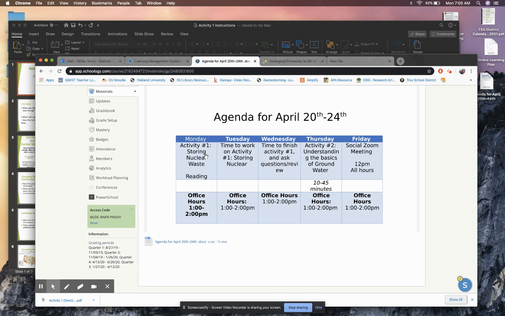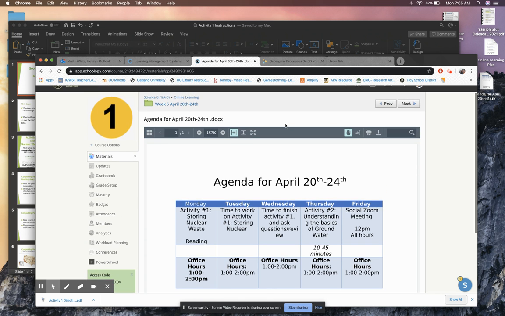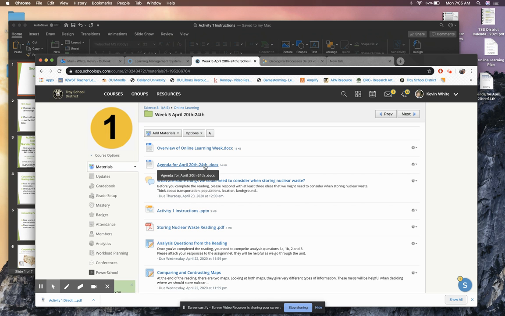So today is Monday. Basically, there's an activity that looks at how to store nuclear waste. There's still going to be office hours, as you noticed, all throughout this week from 1 to 2 o'clock. But really, you have Monday, Tuesday, and Wednesday to finish up activity number 1, which is going to be storing nuclear waste. And then Thursday, I'm going to upload a second activity, and then you'll have till Sunday at midnight to finish up that activity. So whenever you are trying to figure out what we are going to be doing for the week, there will always be an agenda for the week posted up here.